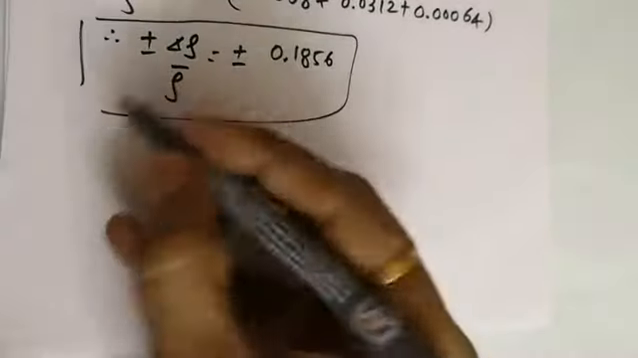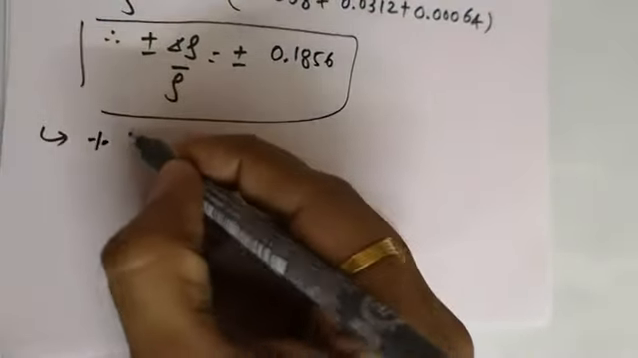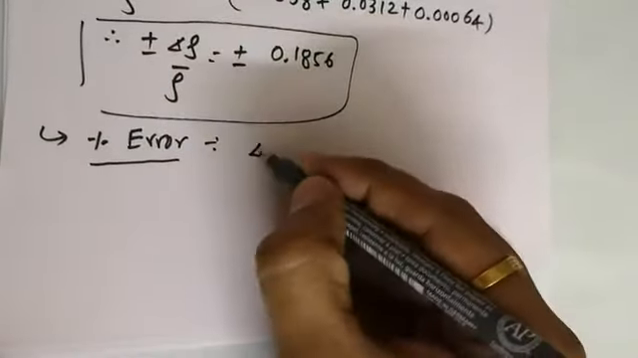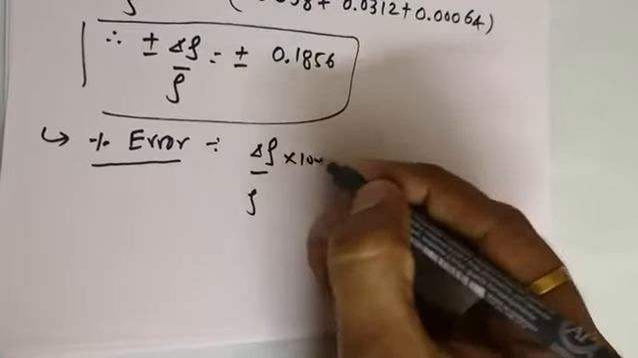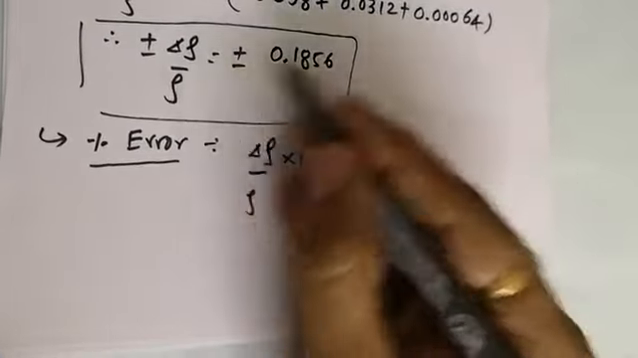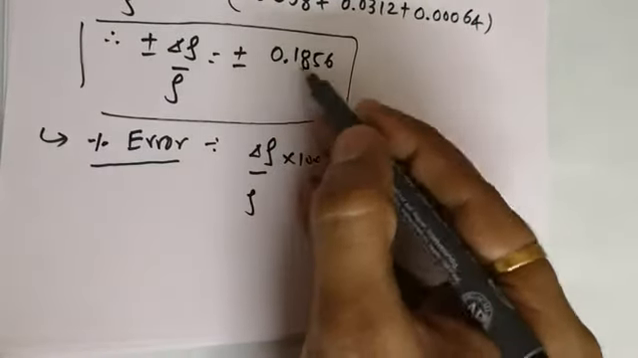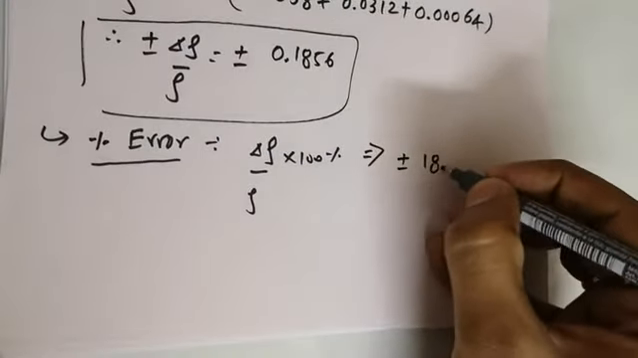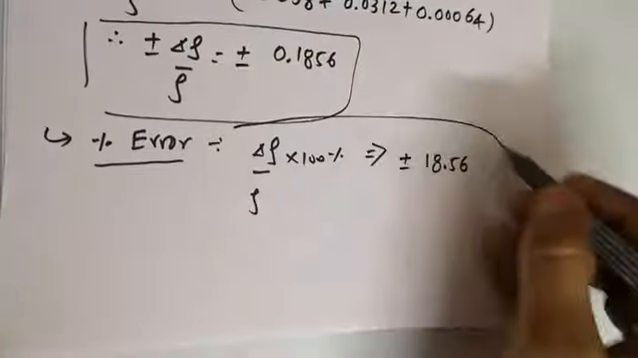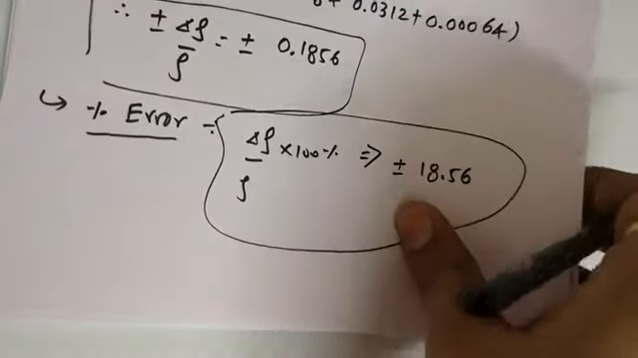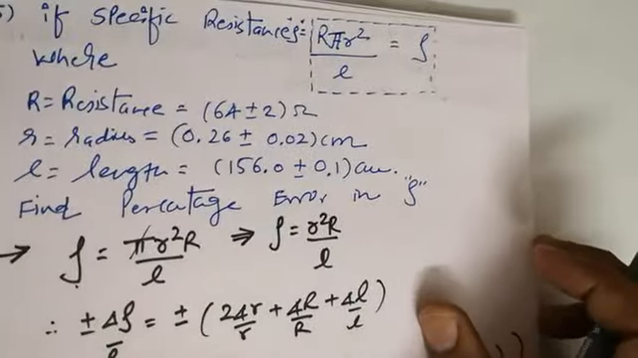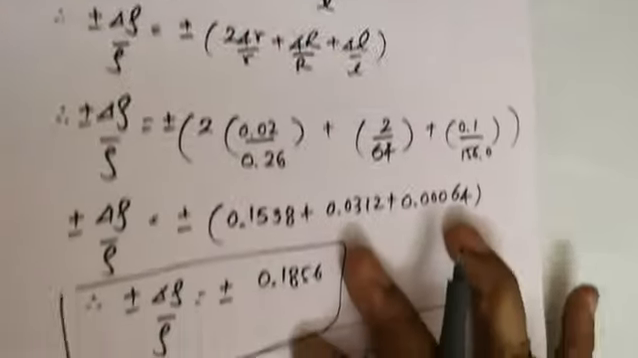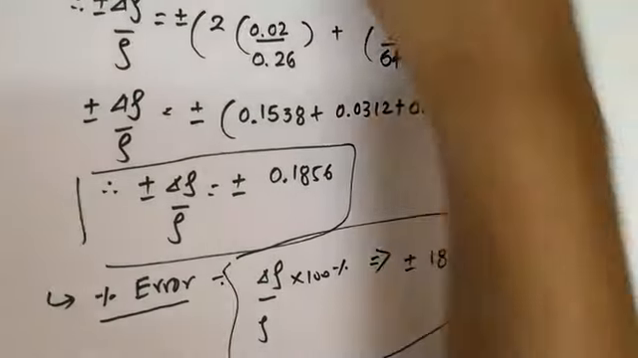I want to find it in terms of percentage error. So percentage error, these are the short forms or abbreviations which are valid in any exam: delta rho by rho multiplied by 100%. In a competitive exam there is no need to write such things. You can directly multiply 0.1856 by 100, which gives you 18.56. So this is the error in the data given to us, for r, pi r squared and L giving rho. Such are the examples where you can find different types of errors.